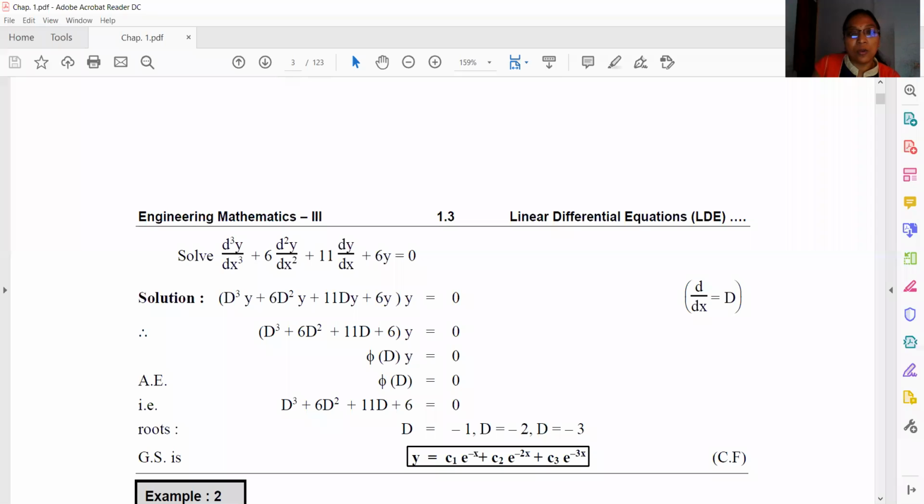If we have to solve this type of linear differential equation with constant coefficients, then first of all we'll convert this in terms of capital D. And when you write this in terms of capital D, then take this y common. So we have this equation in terms of phi D y equal to 0. To get its solution, first of all we'll write the auxiliary equation. So when you equate this polynomial with 0, we get this auxiliary equation.